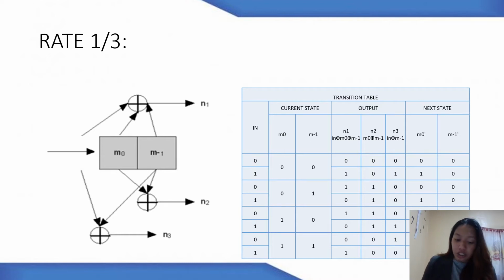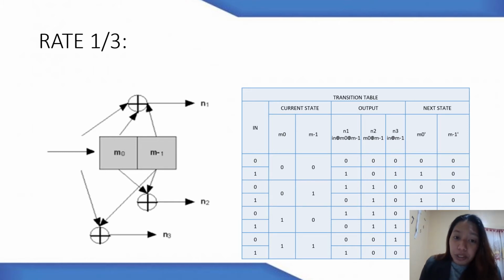Based on the transition table, we can determine the next state. I have here 4 possible combinations. To find the value of N1, input XOR M0, XOR M negative 1. For N2, M0 XOR M negative 1. For N3, input XOR M negative 1.